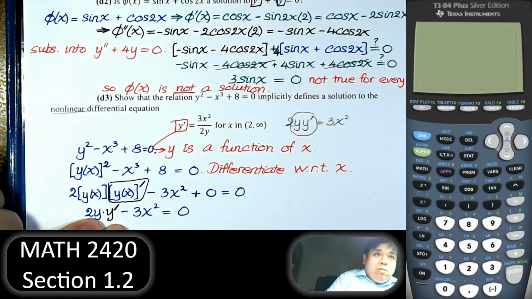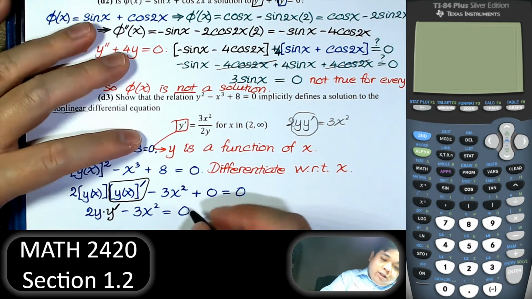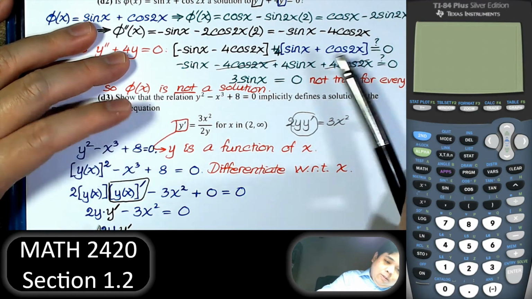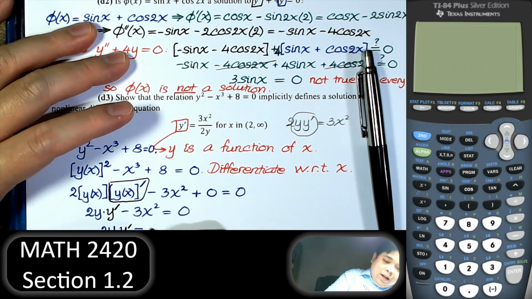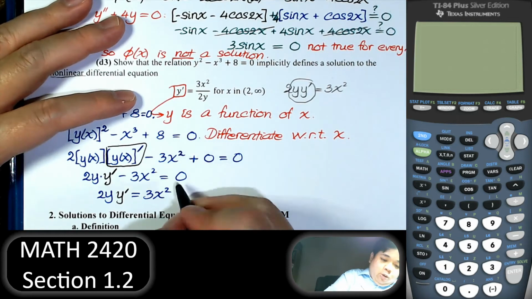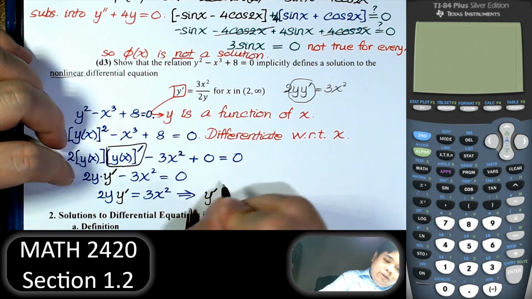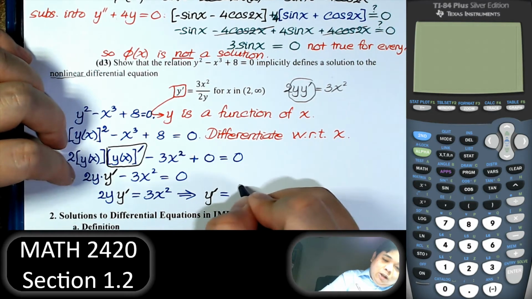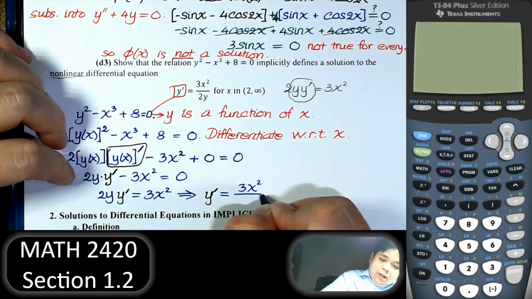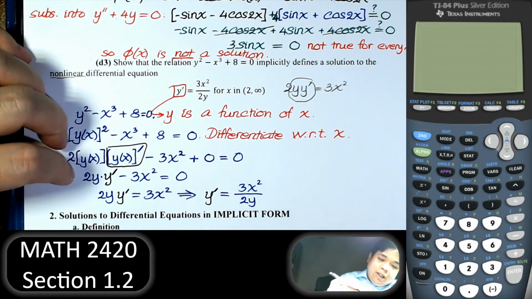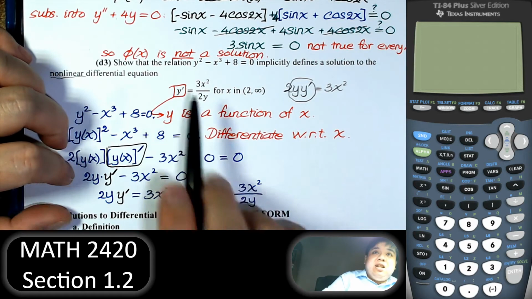And so for y prime, it is easy. Move the 3x squared over. So I have 2y y prime. Add the 3x squared to the other side, and then we just solve for y prime. So y prime by itself is equal to 3x squared over 2y. Of course, that is exactly the same as this equation.